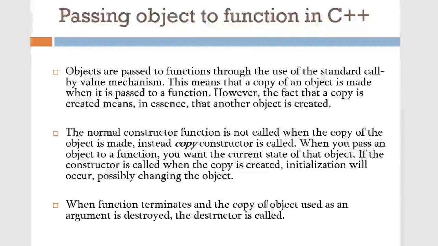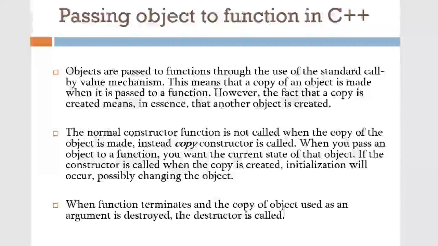The second point: the normal constructor function is not called when the copy of the object is made. Instead, the copy constructor is called. So what is a constructor? A constructor is the function that is typically used to initialize the different data members of an object. As soon as you create an object, the constructor function is called. By default, the compiler will create a constructor function for you. But if you want to override that, you can create your own constructor function, and inside it we write code that will initialize the data members to user-defined values.